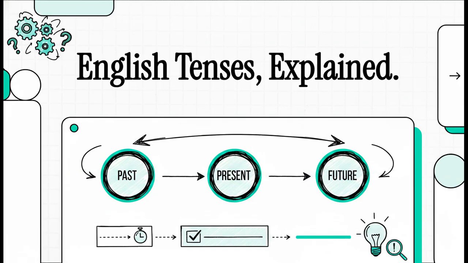So, let's talk about English tenses. And I know what you're probably thinking. Flashbacks to confusing grammar charts and rules that just don't stick. But what if I told you it's all actually a pretty simple system, a logical way of talking about time? Today, we're going to break that system down and make it make sense. Okay, let's get into it.